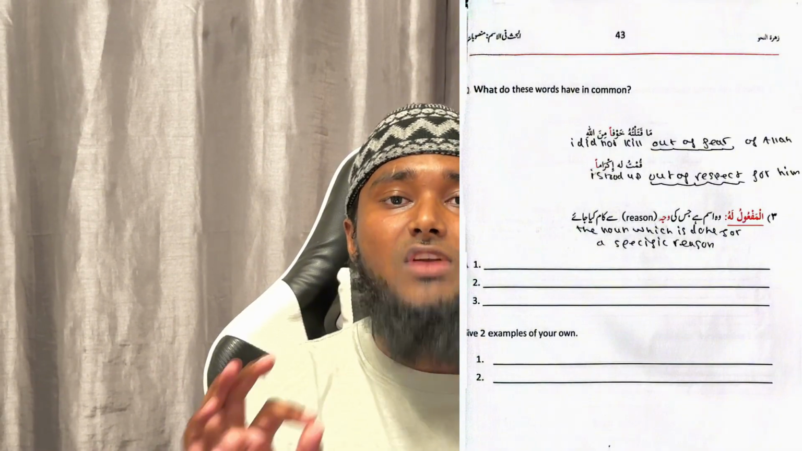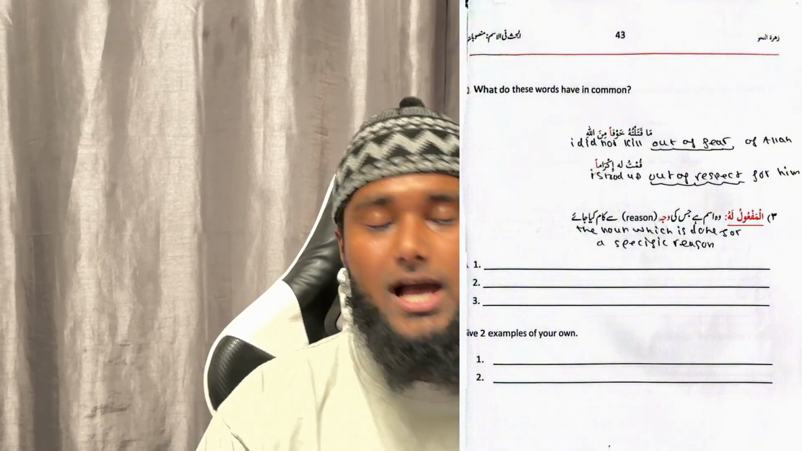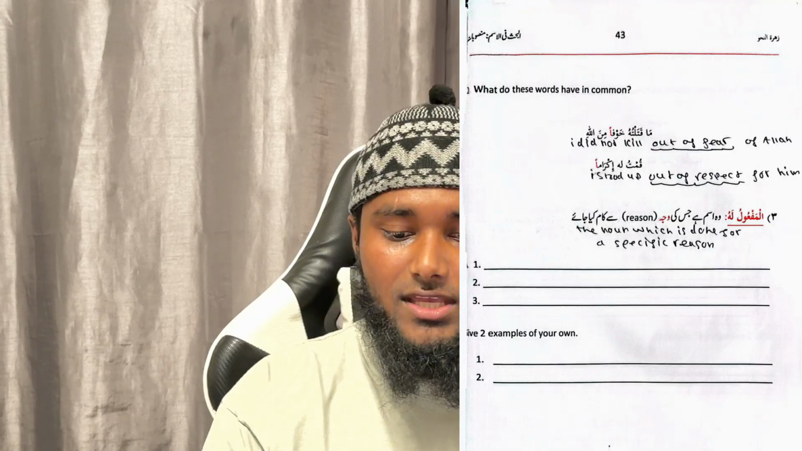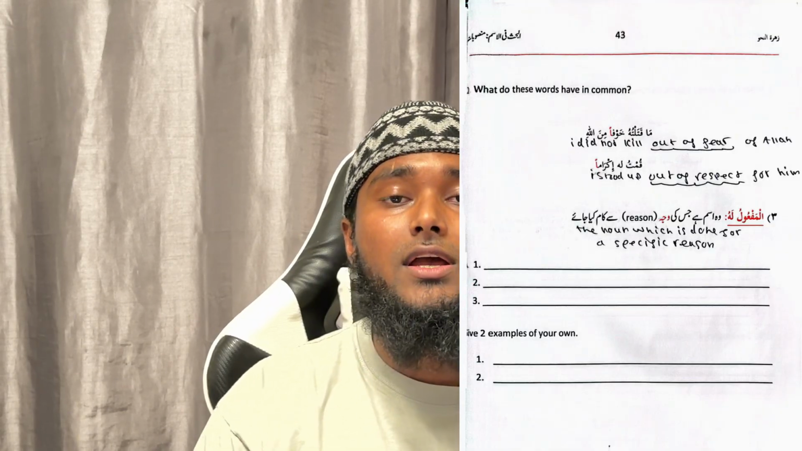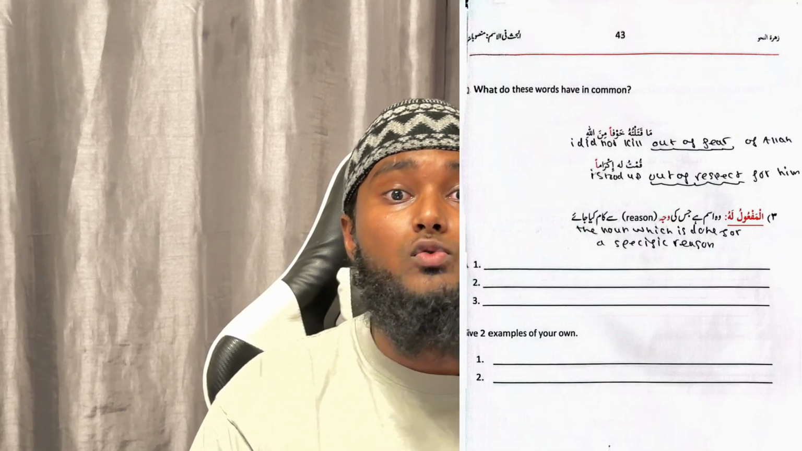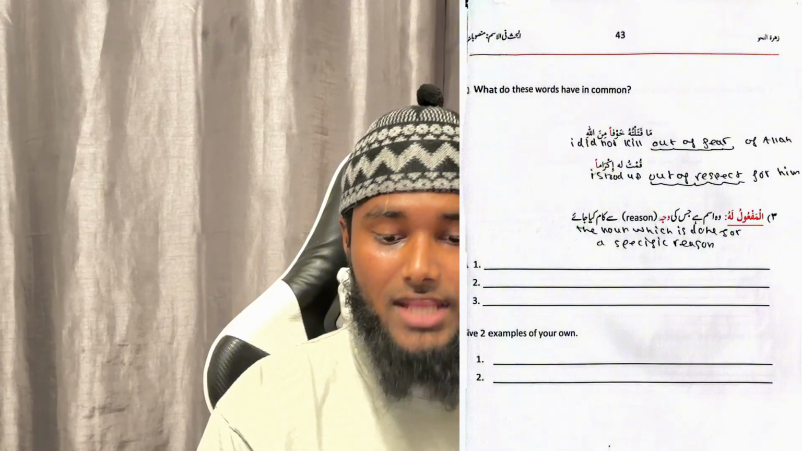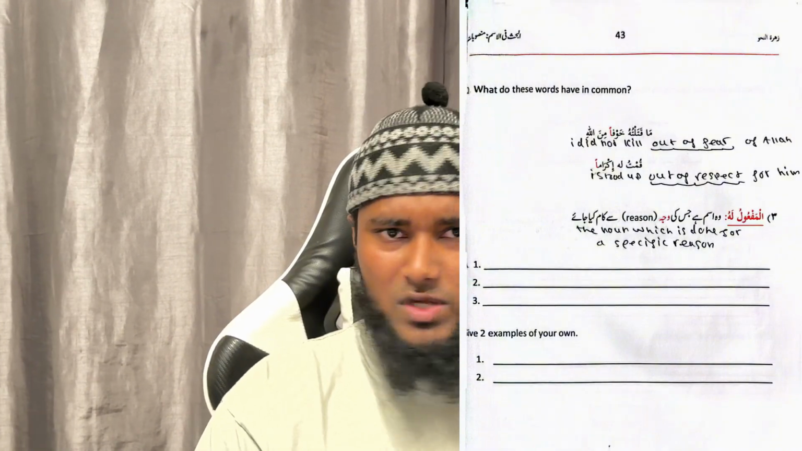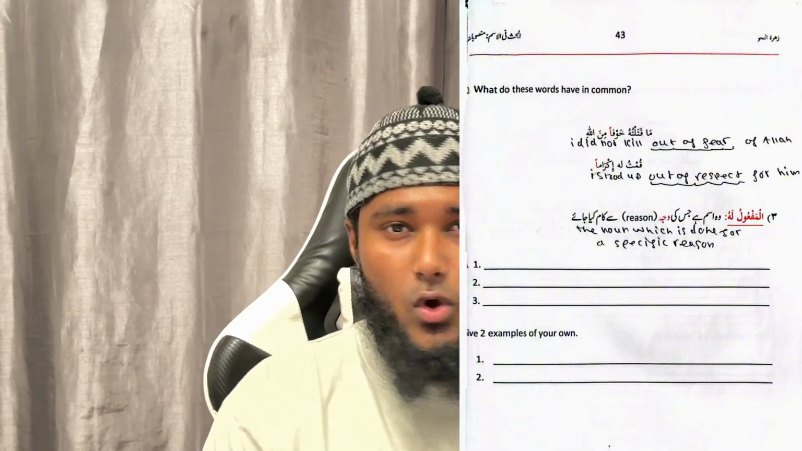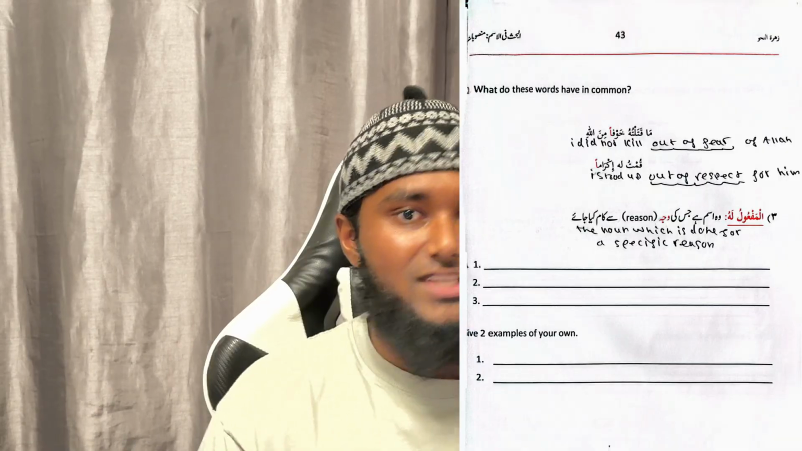Khawfan is in the nasab case. It has 2 fatha on it. Why? Because here in this sentence, it comes to show the reason why the certain action happened. So the action was ma qataltuhu, I did not kill. So I did the action of not killing.